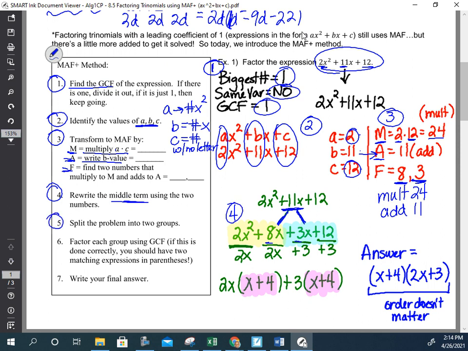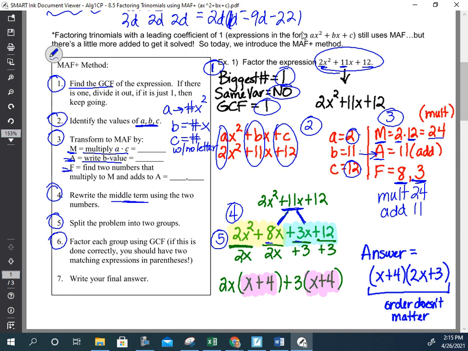Step 5, split the problem into 2 groups. So on your screen, you see that there's one part that's in yellow and one part that's in blue. I split them into two groups, just like you did with a grouping crop. Factor each group using GCF.